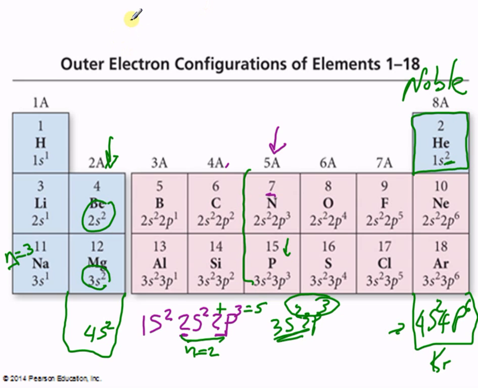So I want something that has 1s2, 2s2, 2p6, 3s2, 3p6, and then 4s2, right? How many electrons do we have? 2, 4, and 6, 10, 12, 18, 20, right? So which is element number 20?